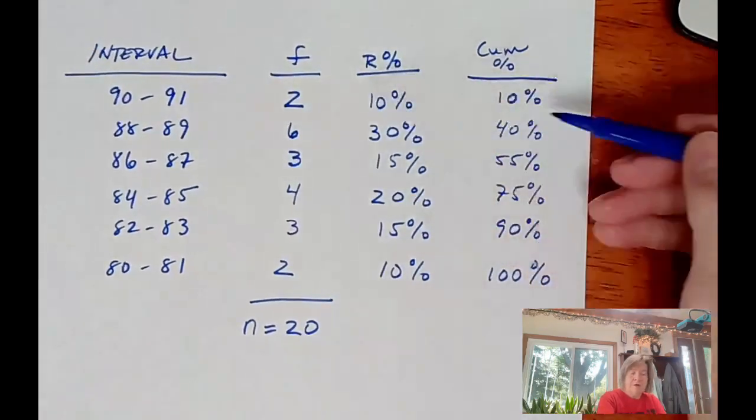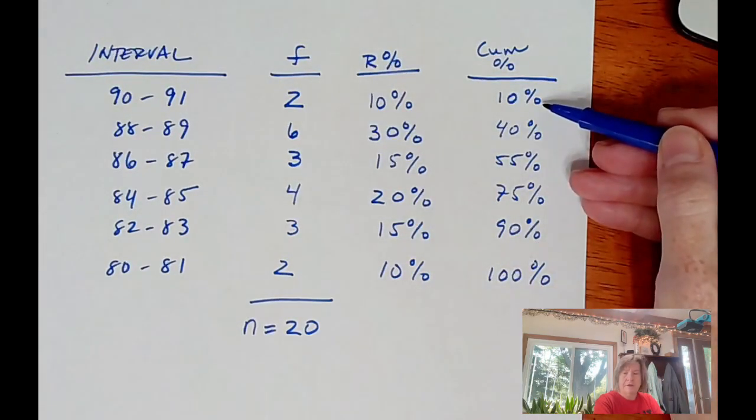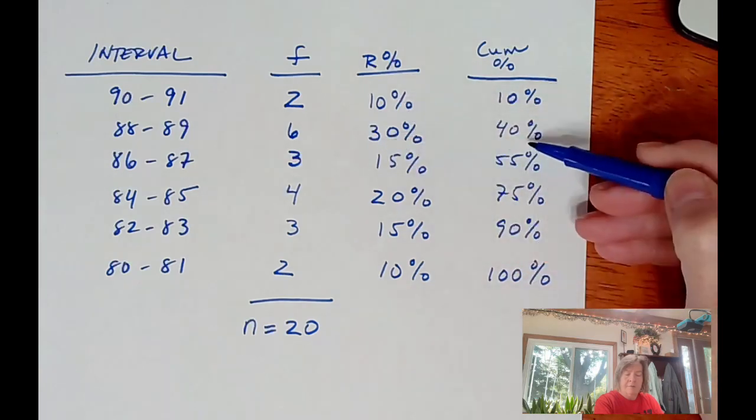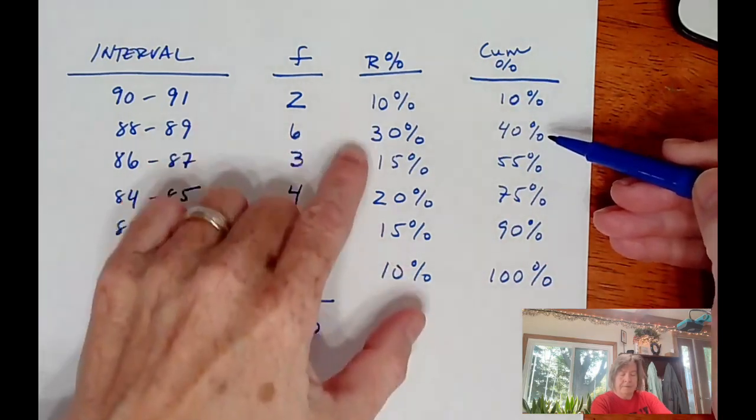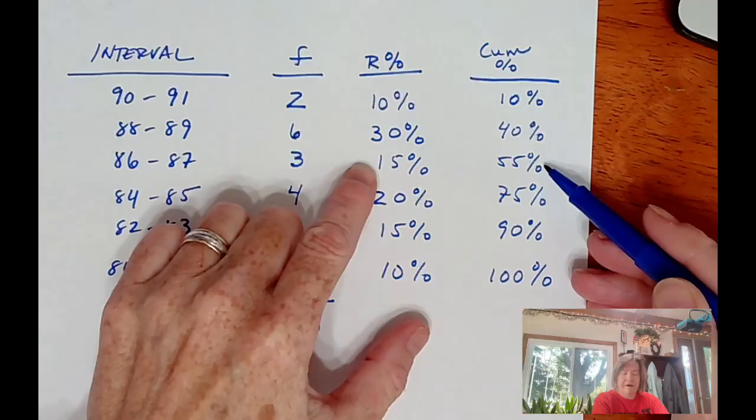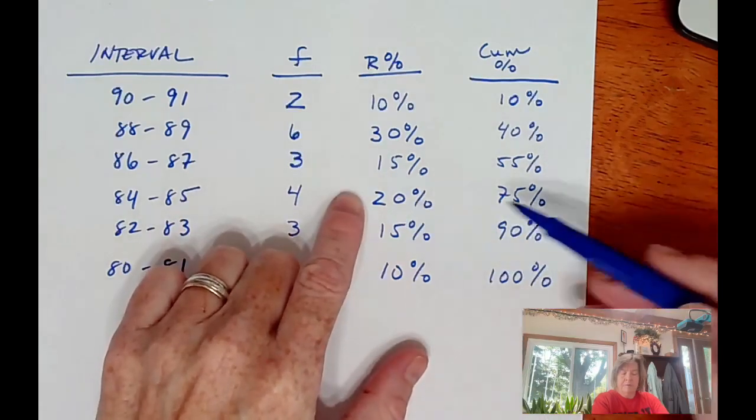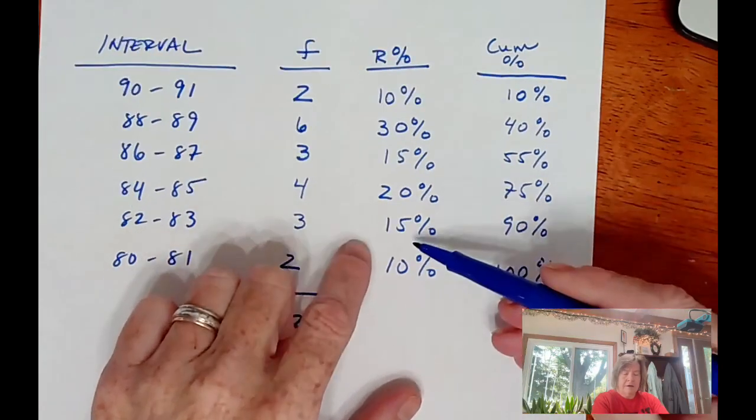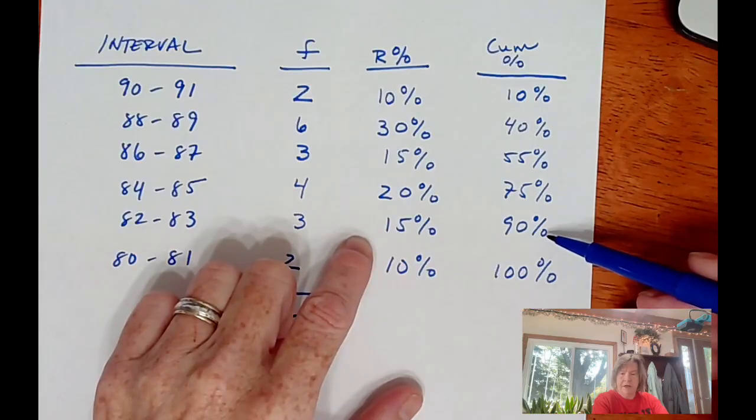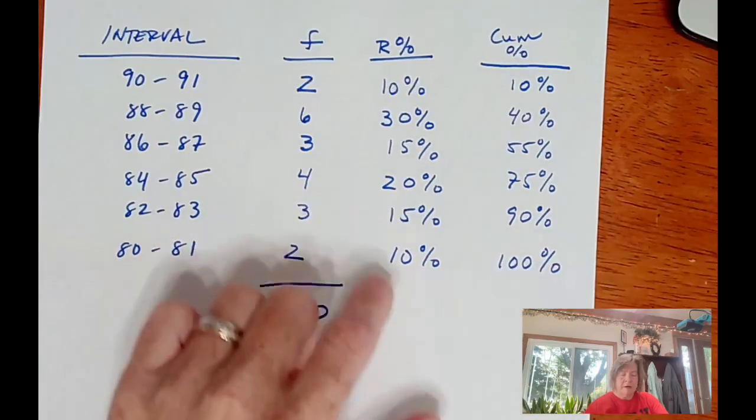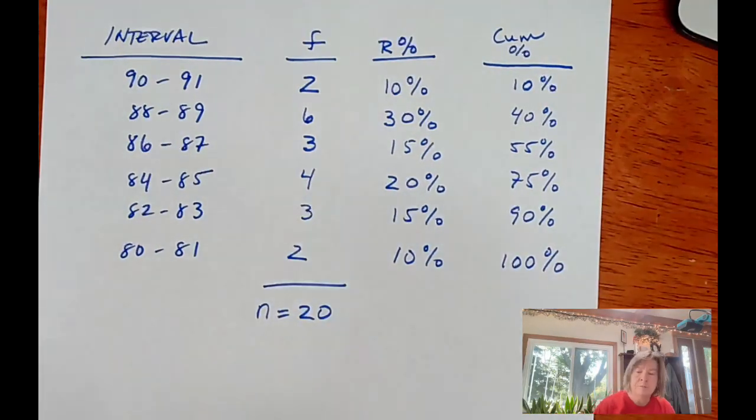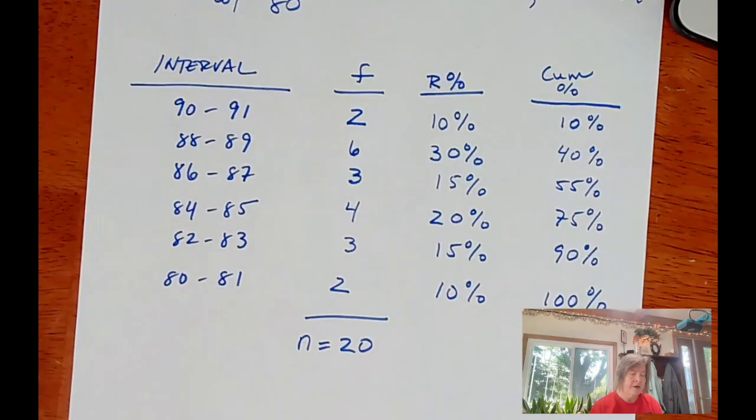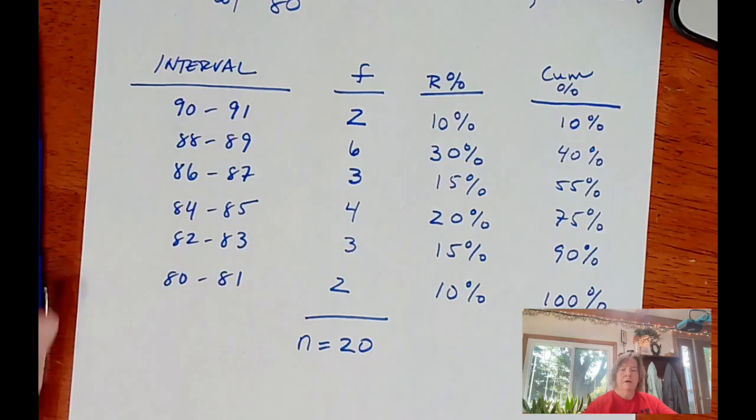So I start at the top. I go 10%. You add 30% is 40%. You add 15% is 55%. 20% is 75%. 15% is 90%. And then another 10 gives you your full 100% of all your data is now represented in the graphic. All right. So that's how to take simple frequency and turn it into a group frequency. Okay.